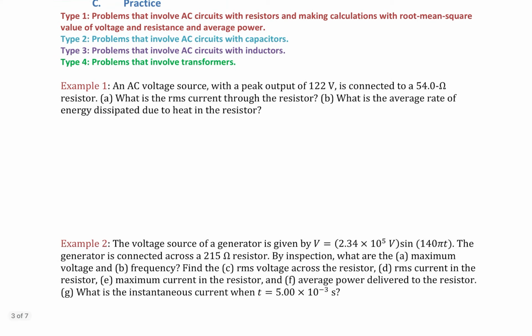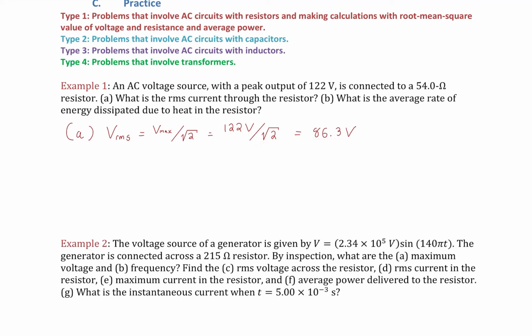Let's take a look at example 1. An AC voltage source with a peak output of 122 volts is connected to a 54 ohm resistor. What is the RMS current through the resistor? Well, if we know the maximum value, we know that RMS is just the maximum value divided by root 2. So we just take the 122 and divide by root 2, and that gives us 86.3 volts.